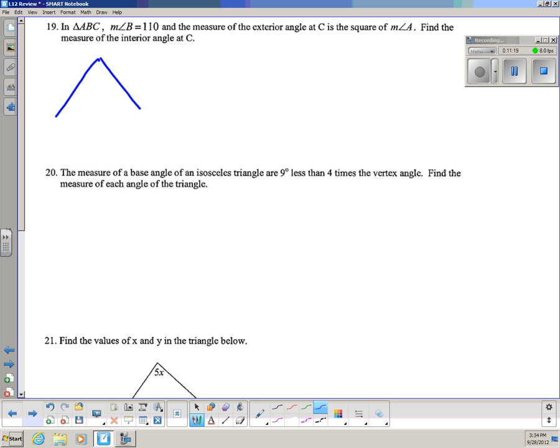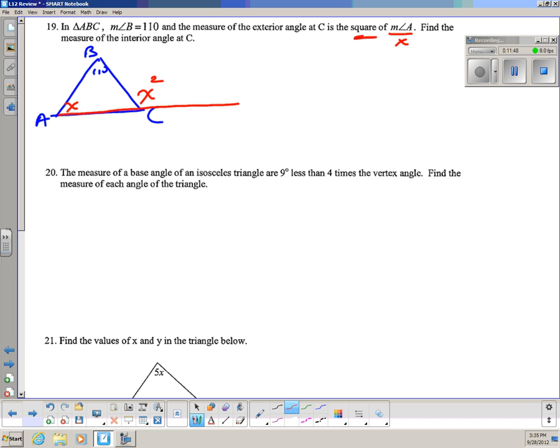And then it says also let me label triangle ABC. Angle B is 110, and the measure of an exterior angle at C is the square of the measure of angle A. So this is interesting. I have to extend past C, and the measure of the exterior angle is the square of angle A. So if I called angle A's measure x, so I'll put that x in there, the exterior angle at C is x squared. And it says find the measure of the interior angle at C.